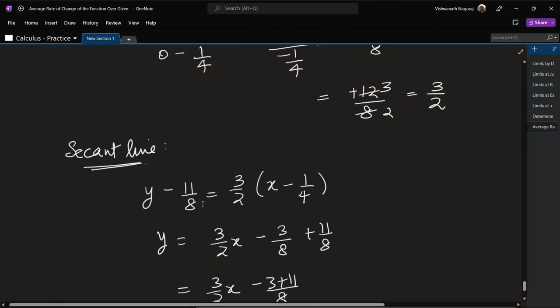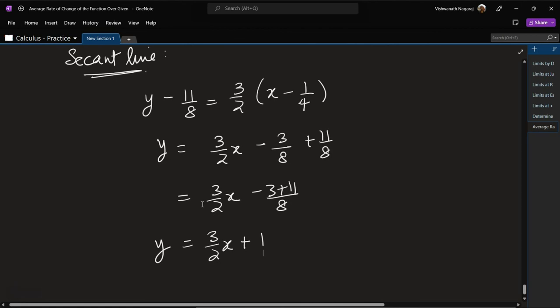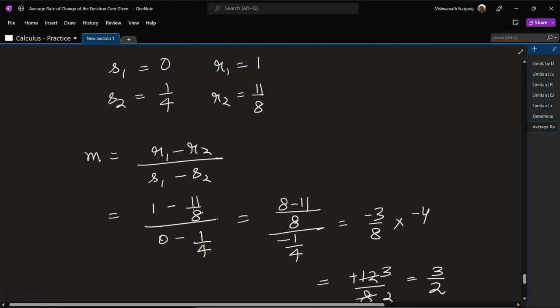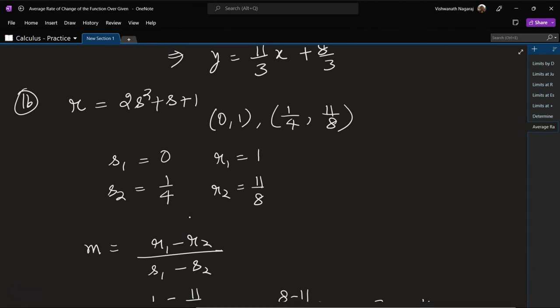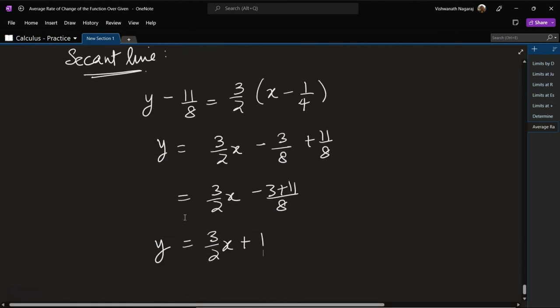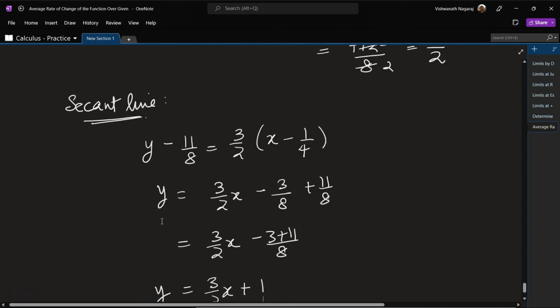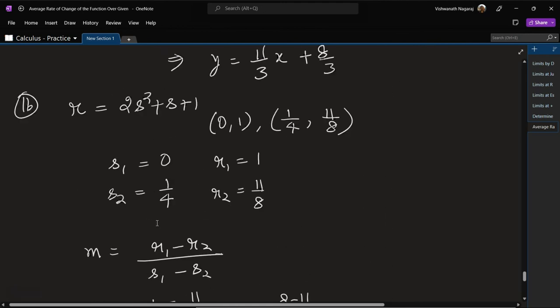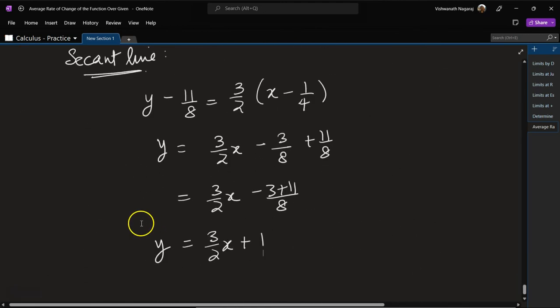Strictly speaking, we can do it like this using x and y. But if we are going to stick to the terminology of this, here S would be the x-axis and R would be the y-axis. So it should be R minus R2 is equal to 3 by 2 times S minus S2. Keep that in mind because here we are changing the names of the coordinates. Here it is R and S, and here suddenly we are changing it to X and Y.